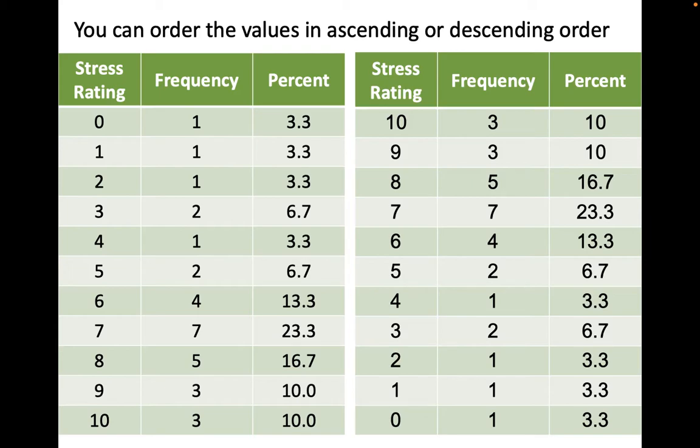It should be noted that the textbook suggests that you start with the lowest value at the top of the table, but it's also possible to order the values of the variable in ascending or descending order. So you can see descending order in the table on the right. Statisticians and researchers do it both ways. It's simply just a matter of preference.